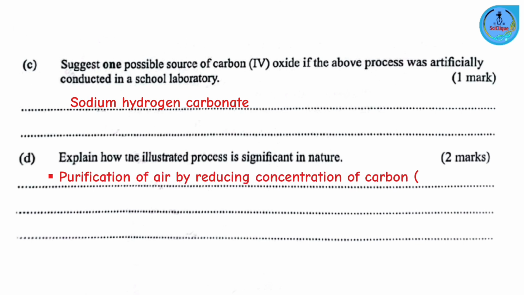Now, photosynthesis uses up carbon 4 oxide, right? So by using up carbon 4 oxide, it reduces the concentration of carbon 4 oxide in the atmosphere, which is a good thing because carbon 4 oxide is one of the leading gases in global warming. So if we have less carbon 4 oxide in the atmosphere, that is good. So photosynthesis plays a role by reducing the concentration of carbon 4 oxide, and by doing so, it purifies the air.